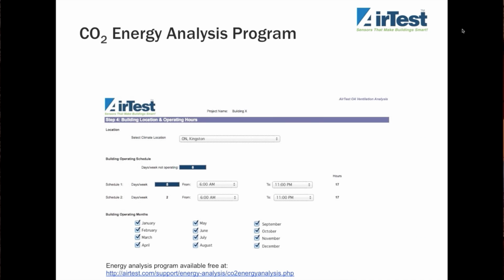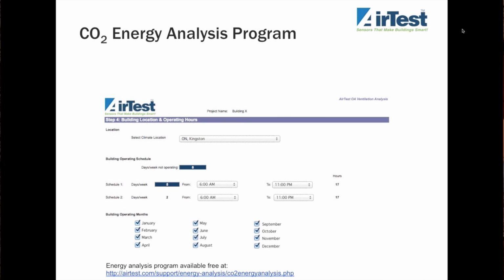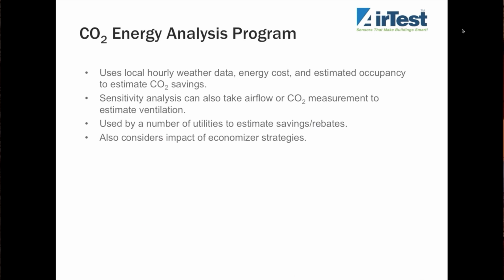I might also add we offer a CO2 energy analysis program that actually does look at both potential savings from CO2 and from actually economizer control. And this shows the Canadian version of it, but basically we have selections for about 270 locations throughout North America. You can basically pick the location, put in some parameters of the building. As I mentioned earlier, we use local hourly weather data, energy costs, and estimated occupancy to estimate CO2 savings.